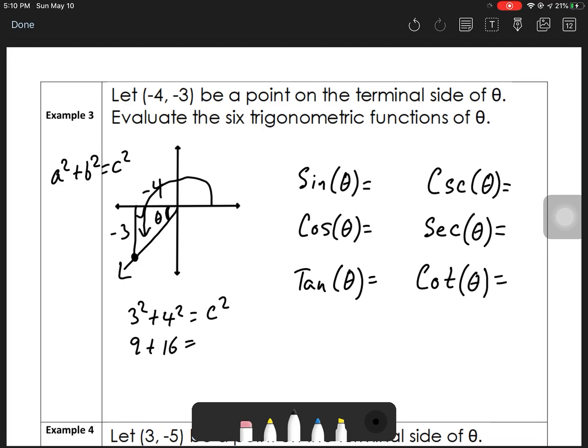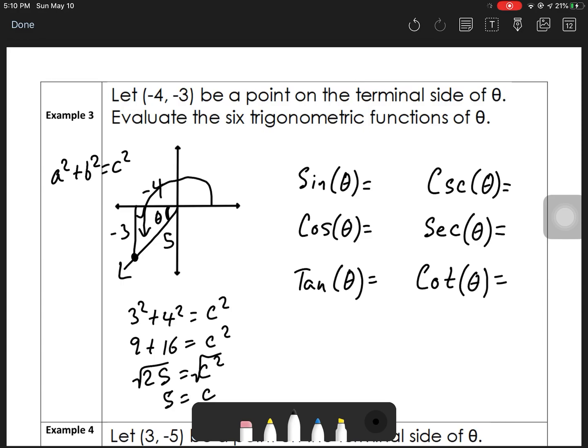And if you know your Pythagorean triples, this one works out to be a pretty nice answer. So 9 plus 16 is 25. And we take the square root, and we get 5 for the third side. So this is going to be 5.